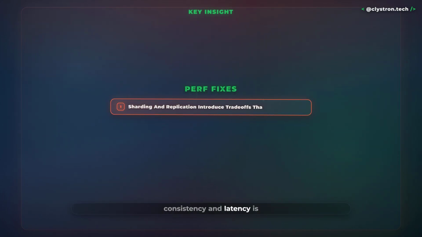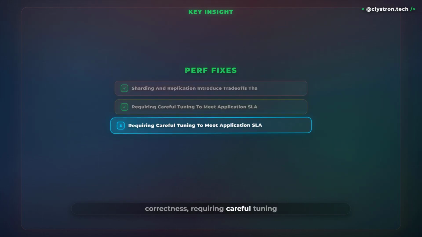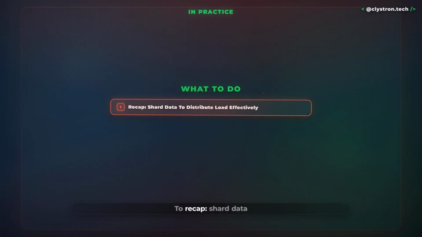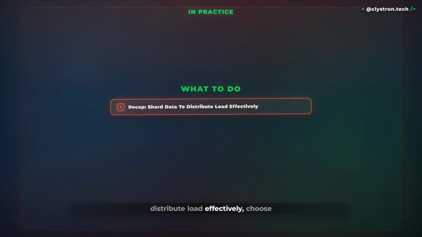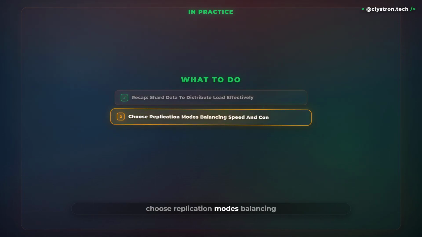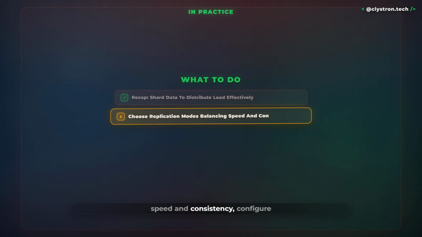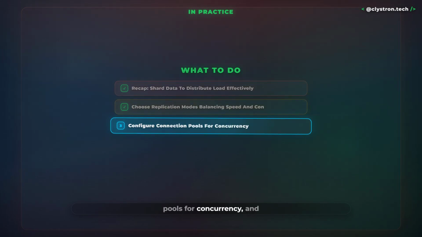Balancing consistency and latency is critical. Sharding and replication introduce trade-offs that affect system responsiveness and data correctness, requiring careful tuning to meet application SLAs under load. To recap, shard data to distribute load effectively, choose replication modes balancing speed and consistency, configure connection pools for concurrency, and automate migrations to ensure stability in production environments.